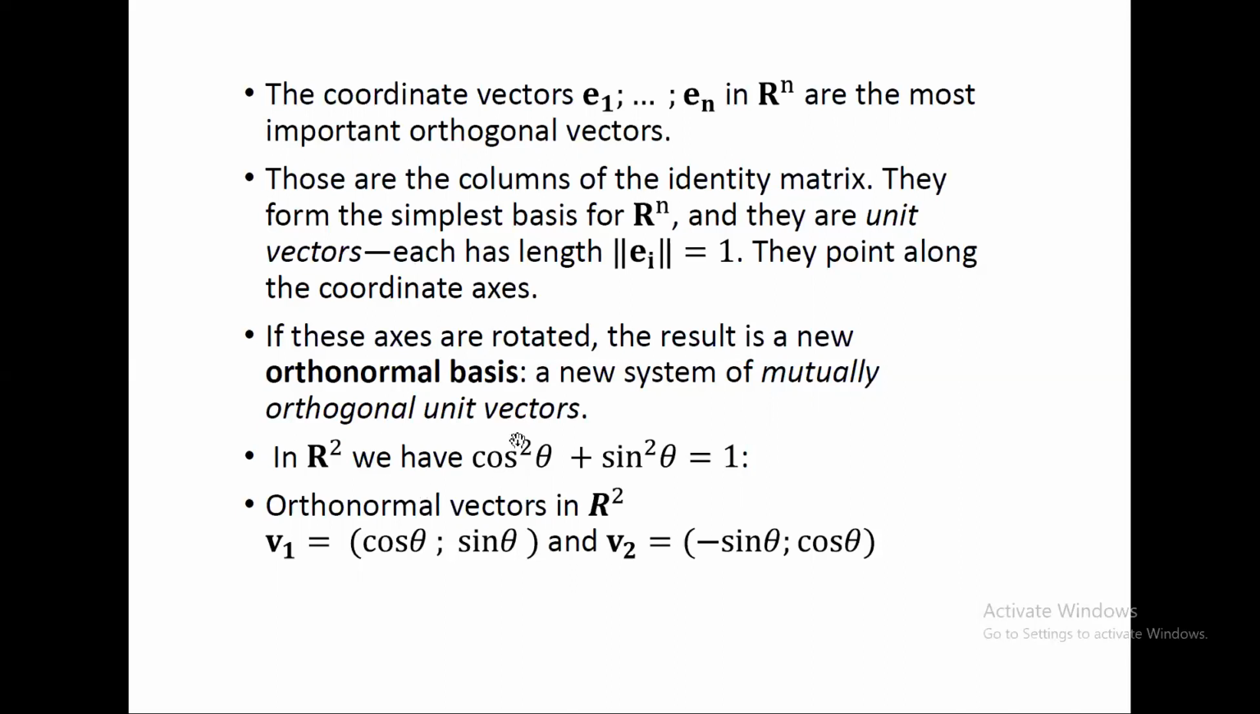In R^2, we have cos^2 theta plus sin^2 theta equal to 1. Therefore, the orthogonal vectors in R^2 might be v1 equal to (cos theta, sin theta) and v2 equal to (minus sin theta, cos theta). If you multiply cos theta with minus sin theta, you get minus cos theta sin theta. If you multiply sin theta with cos theta, you get plus sin theta cos theta. Add them up and you get 0. So they are orthogonal to each other.